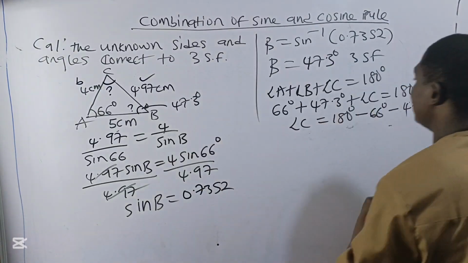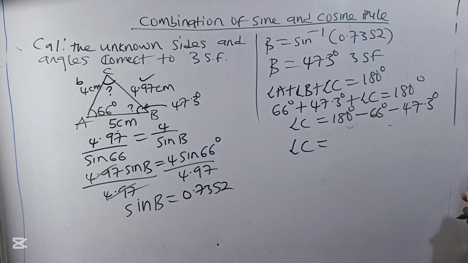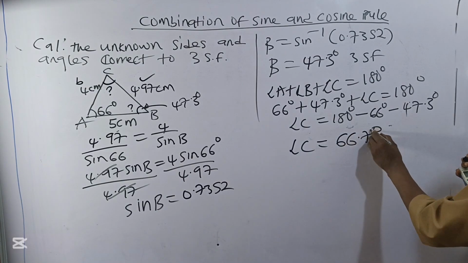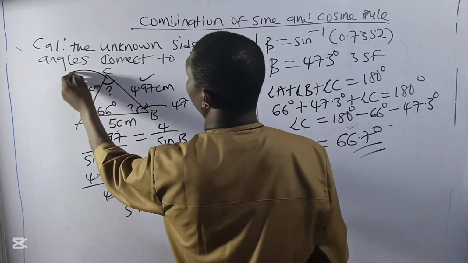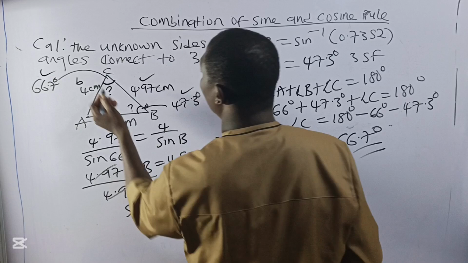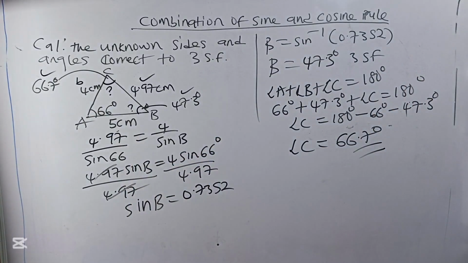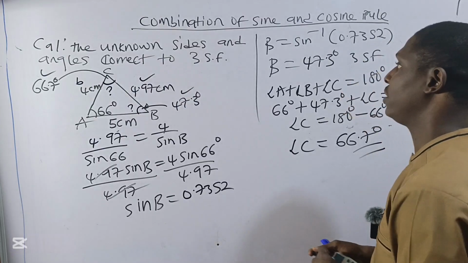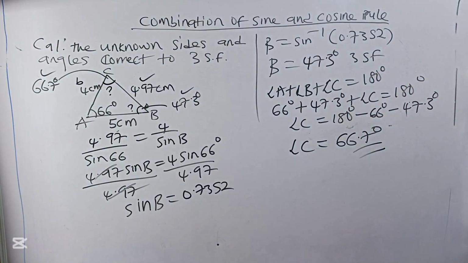So I have my angle C equals 180 minus 66 minus 47.3. So I have my angle C to be 66.7 degrees. So I've gotten the three parameters which are not given, which are side BC, which is 4.97 centimeters, angle B, which is 47.3 degrees, and angle C, which is 66.7 degrees, all to three significant figures.